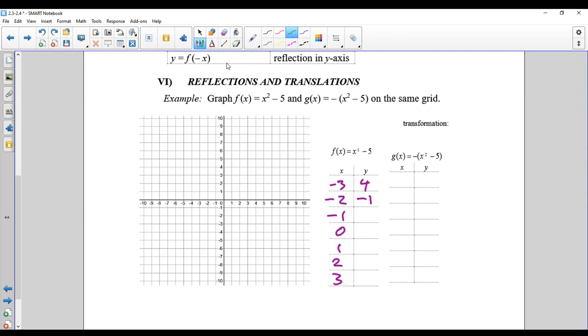And this graph shouldn't surprise anybody. It's really the x squared function that's been shifted down by 5. It's a translation of the x squared line, so it really just shifts the whole thing down by 5. So I'll draw mine as well. Put all my points in.